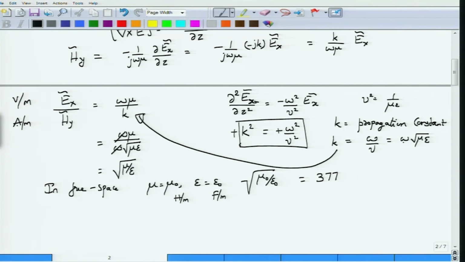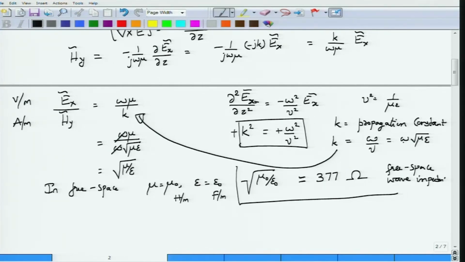Now volt per ampere is nothing but voltage by current, and voltage by current will actually tell you that this is nothing but impedance, and impedances are measured in terms of ohms, right. So this ratio, square root of mu 0 by epsilon 0, is approximately given by 377 ohms, and this is called the free space wave impedance.